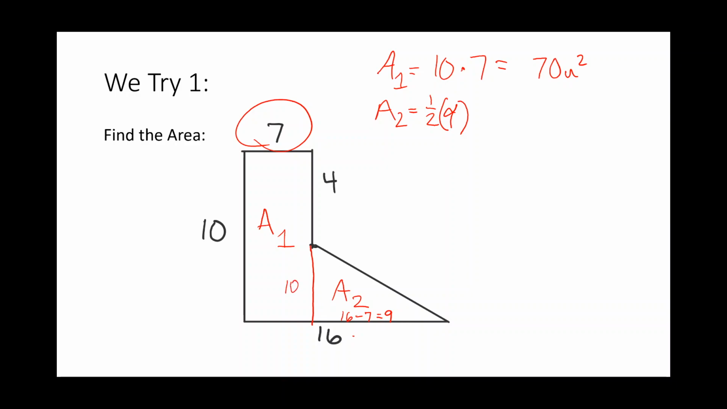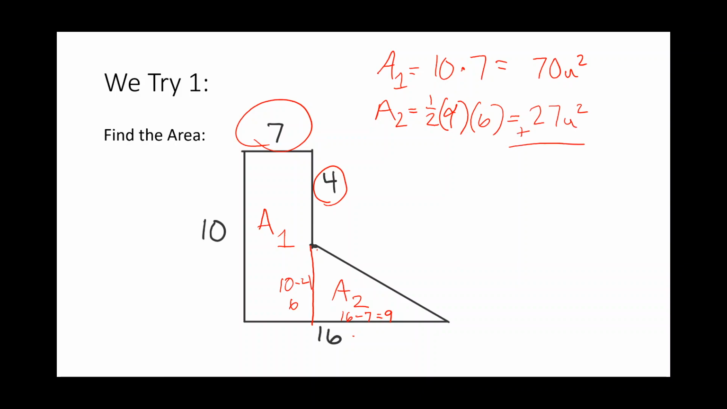Looks like the height of this triangle is 10 minus 4, because this 4 is not being used in the triangle here. Let's see if I can write that a little bit better. 10 minus 4 is 6, of course, so this height is 6. Now I just need to multiply that, and 1/2 times 9 is 4.5. 4.5 times 6 is 27.